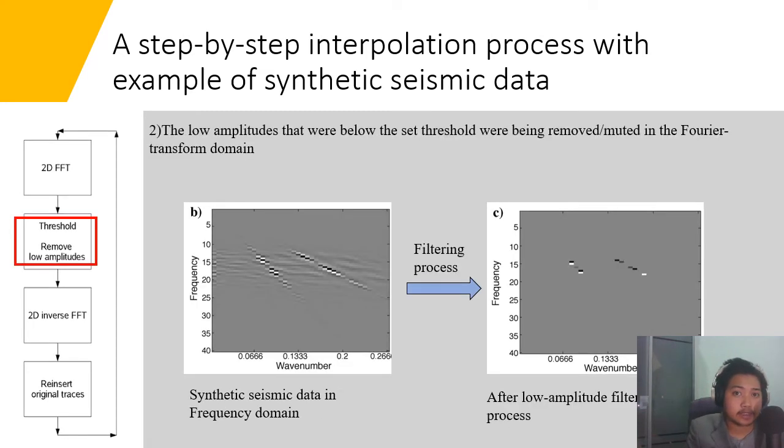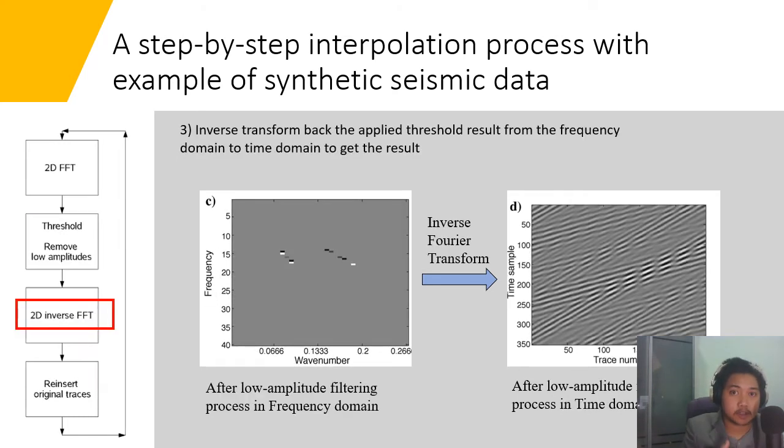Okay, and then, since the seismic data is already in the Fourier domain, we can filter it. First, we will remove the unwanted data. The low amplitudes that are below the set threshold are removed or muted in the Fourier transform domain. So we get the image on the right, a clean seismic with only high amplitude values. After the filtering process, we have the high amplitude values.